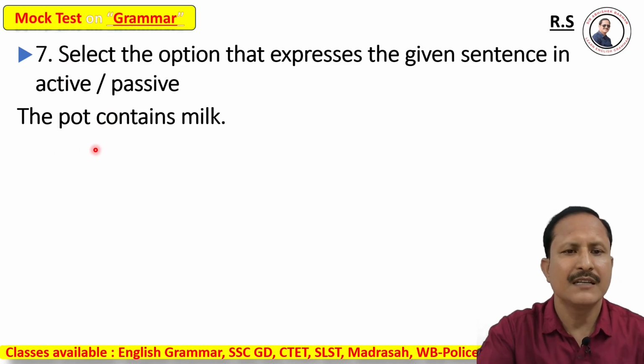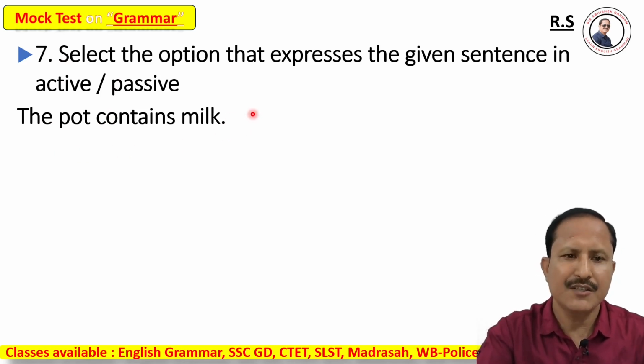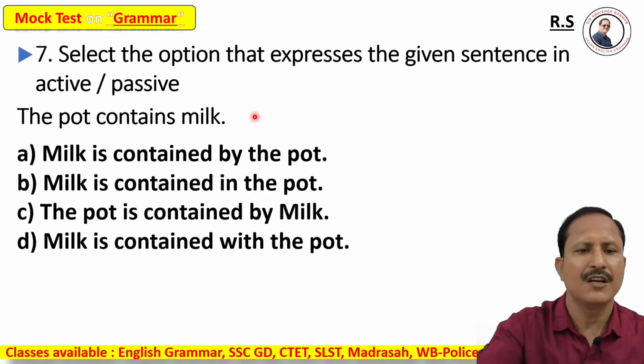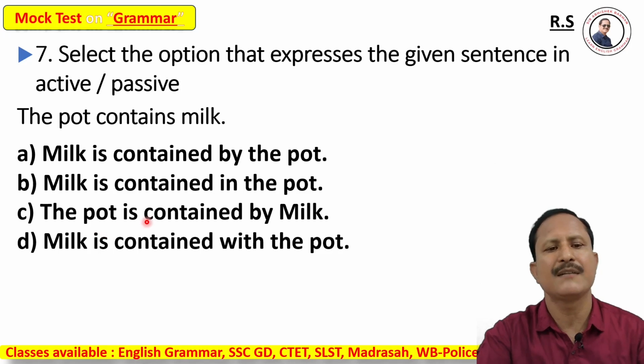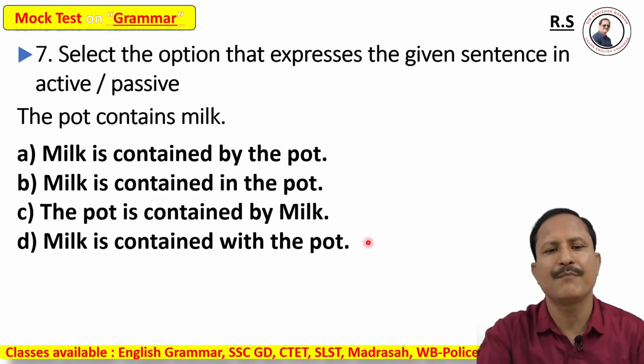Question number 7. The pot contains milk. This is active. Then what should be the perfect passive form from the options? Option A, milk is contained by the pot. Option B, milk is contained in the pot. Option C, the pot is contained by milk. Option D, milk is contained with the pot.